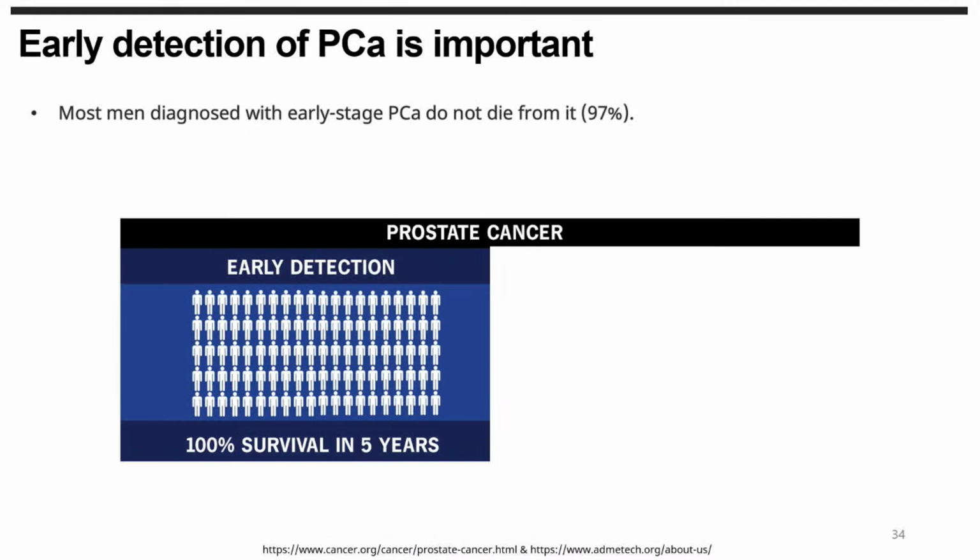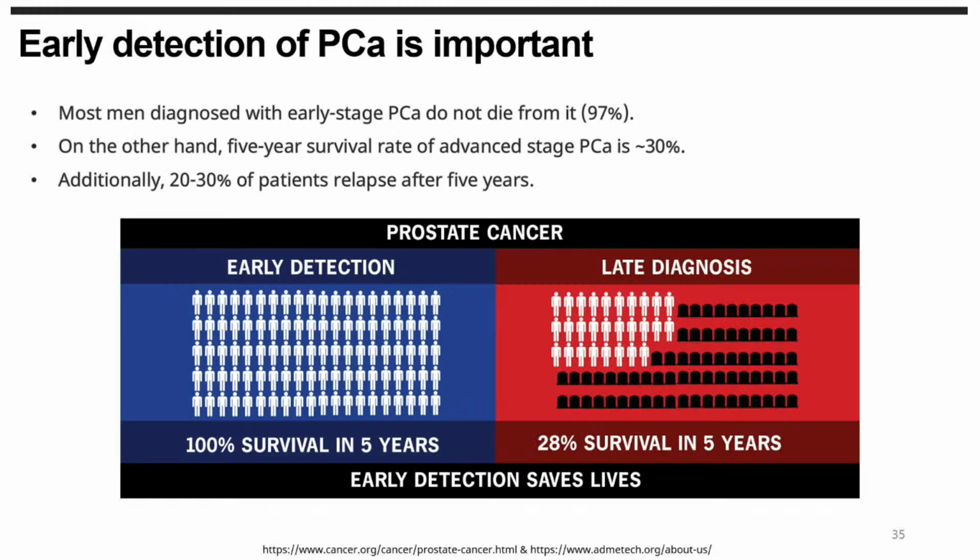For prostate cancer, early detection is extremely important because most men diagnosed with early stage prostate cancer do not die from it. However, it can become a serious disease if it is caught at an advanced stage. For example, the 5-year survival rate of advanced stage prostate cancer is only 30%, and additionally, as many as 30% of patients relapse after 5 years.